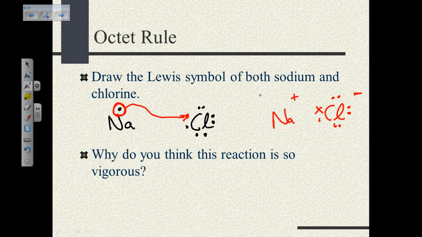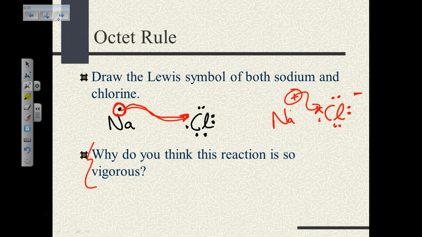And so now we've made an ionic bond. And so then I say, why do you think a reaction between these two things is so vigorous? Well, it's so vigorous because sodium really wants to give up that 1 electron. That 1 electron that sodium has really wants to be gone, and chlorine really wants to have it. So it's like 2 hyperactive elements getting together and just so excited that they have a really vigorous reaction.